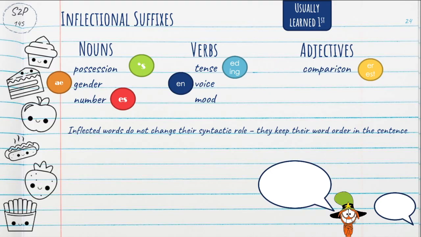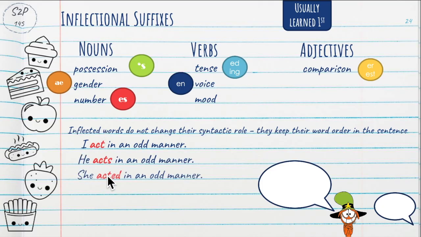They keep their word order as well. So if I have "I act in an odd manner," as soon as I add a suffix to it, it stays in the same location. He acts, she acted. We're just adding a little bit more clarification to the meaning and helping the comprehension of the sentence, really, because the suffix is adding that meaning onto it.